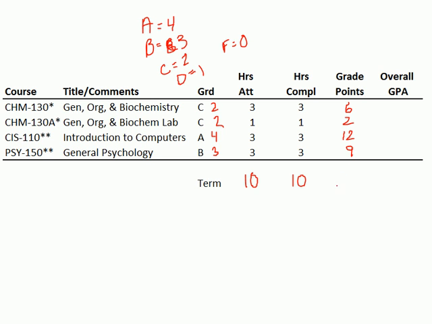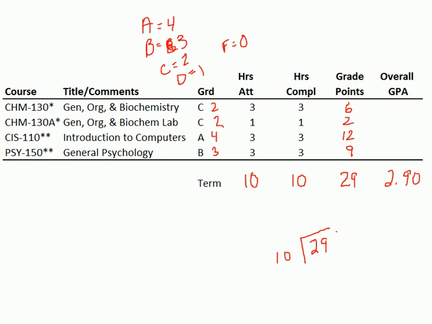Now as we add all that together, we find 29 total grade points. So all I've done is add this column together to get this. Now to get my overall GPA, I take the 29 and divide it by 10, and I'm going to get an overall GPA of 2.90.